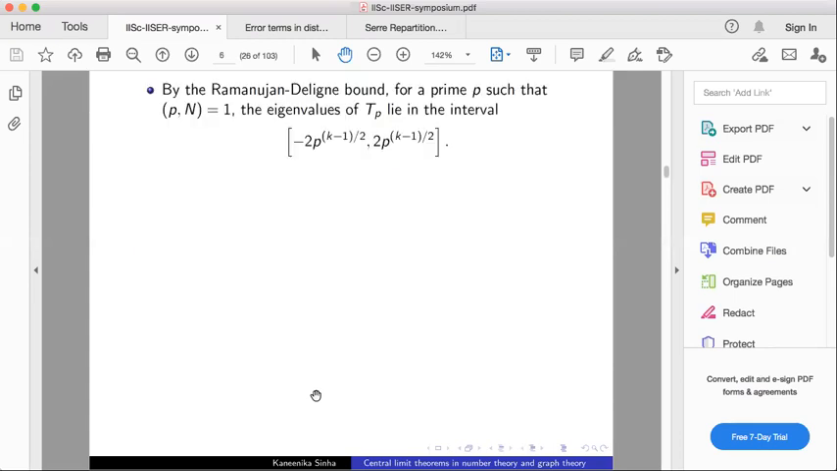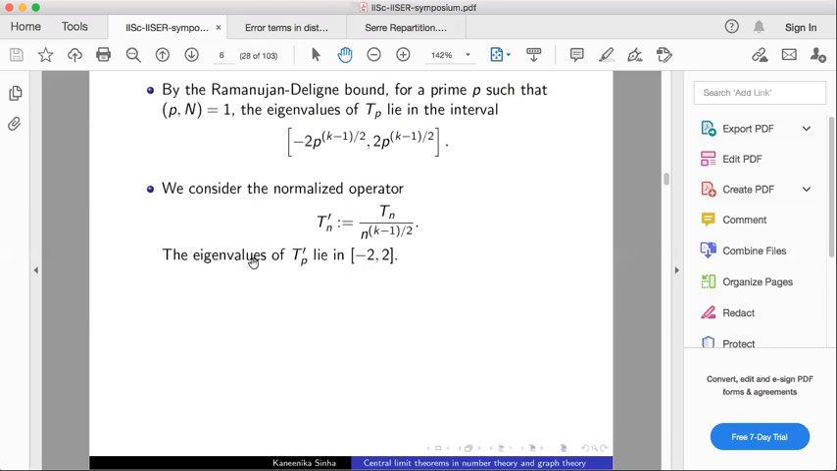And by the Ramanujan-Deligne bound, we know that if you have a prime p which is coprime to the level, then the eigenvalues of T sub p lie in this particular interval, which is parametrized by the prime p and the weight of the space that you're taking. In particular, we can consider the normalized operator, where we take the Hecke operator T sub n and divide it by n raised to the (k minus 1) by 2. Now, irrespective of whatever your prime is, the eigenvalues of the normalized T sub p lie in the interval -2 to 2. And so now we can ask questions about equidistribution of the Hecke eigenvalues in the interval -2 to 2.